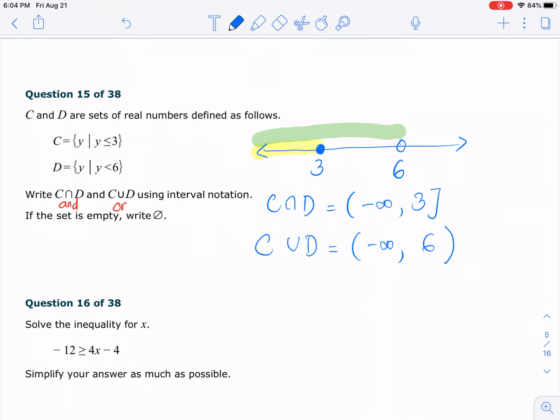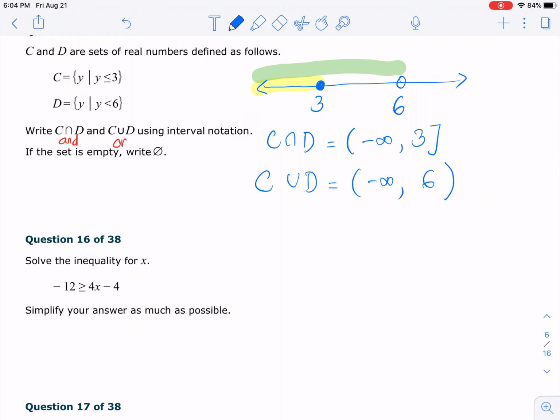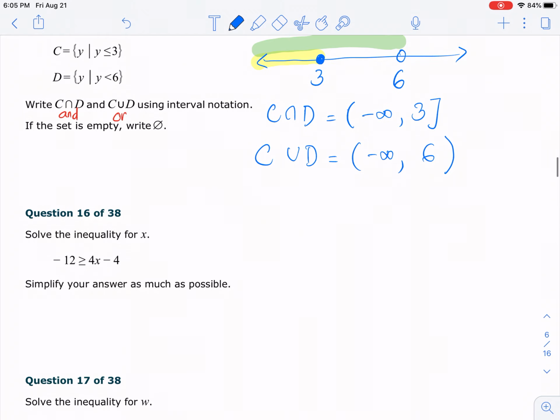All right. Now, moving on to solving inequalities. It's really simple. We do exactly like a linear equation. So first, I want to add 4. Add 4.